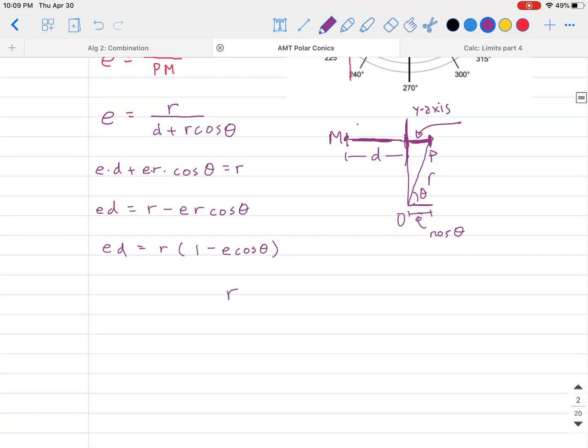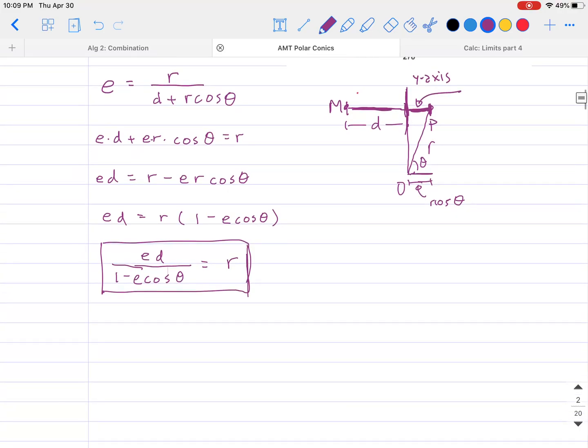And finally, when we solve for R, that is going to be equal to E times D divided by 1 minus E cosine theta. I missed the E there, so let me replace it back in. So there we go. That is going to be our general equation of the conic.